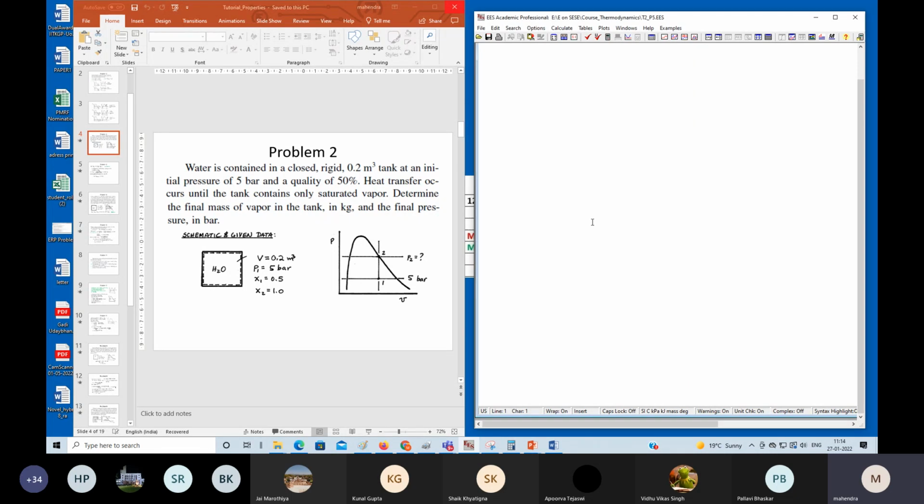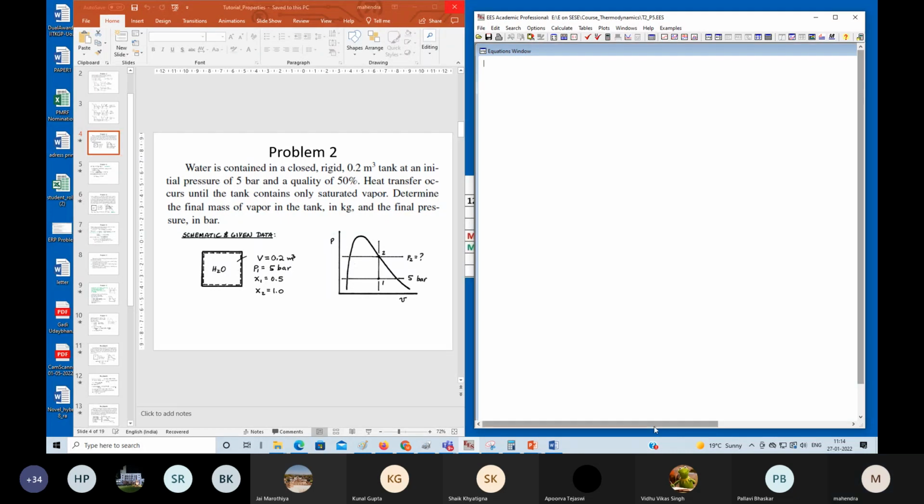The present software, EES, is a very simple software, even easier than MATLAB. The advantage of EES is that all the property tables are interlinked. That means the data is given behind the scenes in the executable files. The only thing is how to use certain syntax, otherwise nothing.